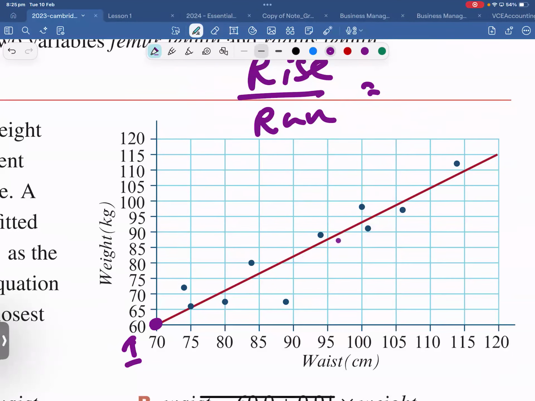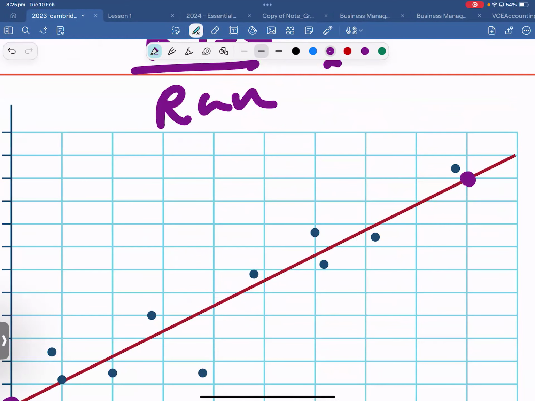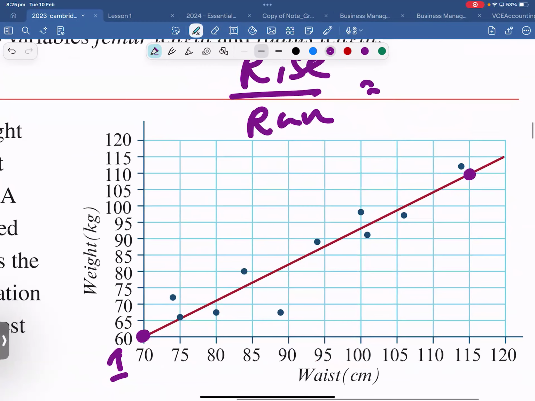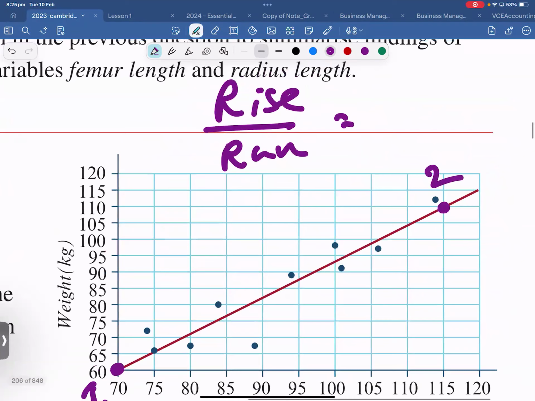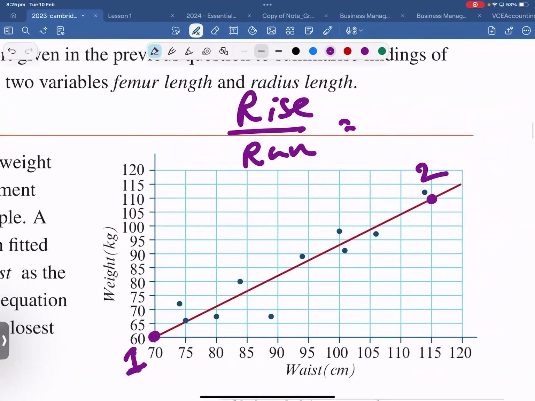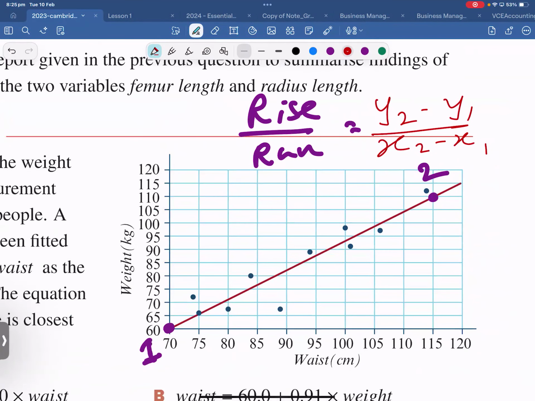You know what? This is what I would pick. You know why? Because here I can see clearly the coordinates. I would say 115 and 110. That I would say number 2. Now you can do the rise over run. How do you do rise over run? Y2 minus Y1 over X2 minus X1. Now calculate firstly the slope.